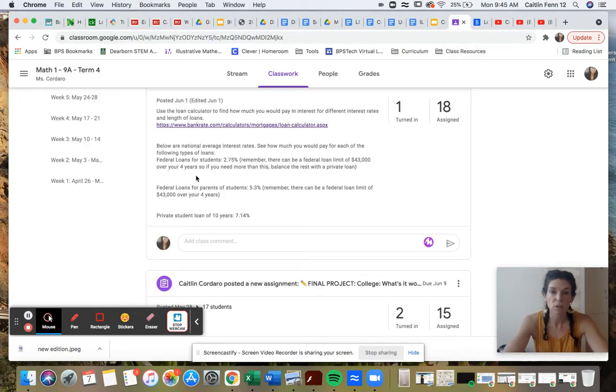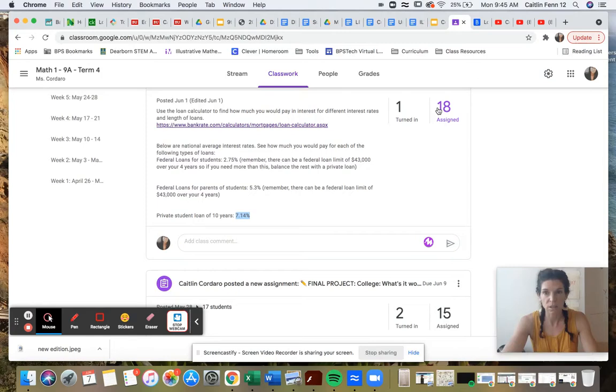So just so you know, federal student loans, remember these are the ones that have good interest rates because the government's helping us out a little bit. And there's different types of them. You can go back to day 1 of this unit to think about that. And there's a limit to how much you can get from these federal loans. So you might have to do some of it with the federal loan interest rate and some of it with a private loan interest rate, which would be here. So do you notice the private student loan interest rate is different?